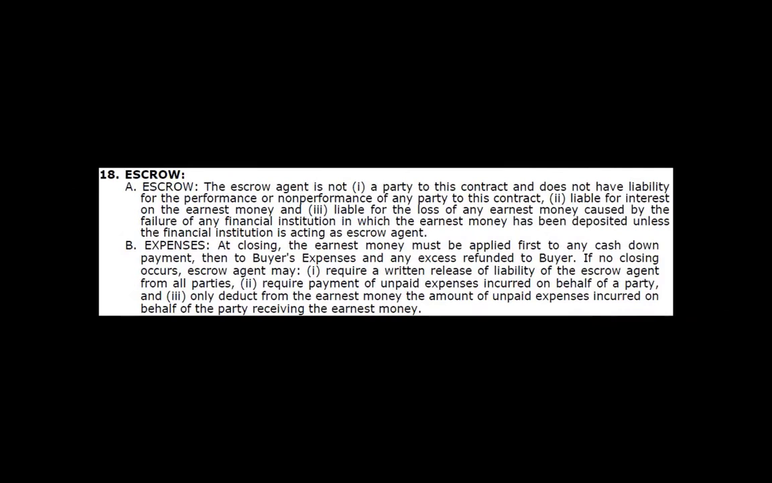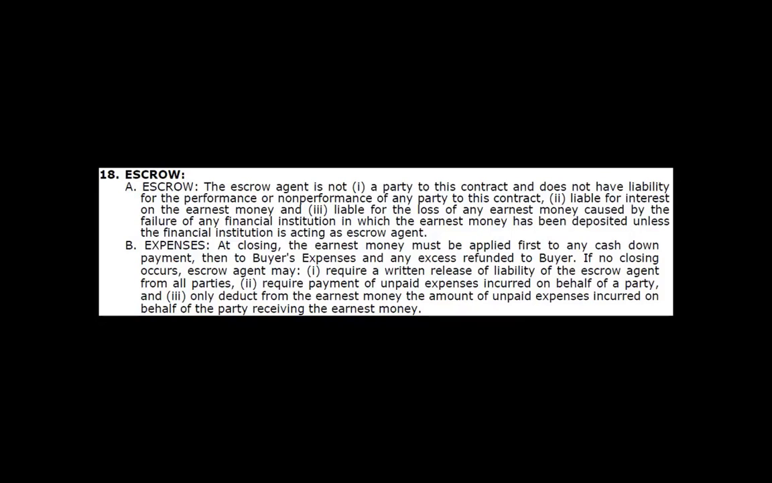And if we do go to court, let's talk about paragraph 17. You got attorney's fees. Basically, it's just saying whoever wins is entitled to recover reasonable attorney fees. Paragraph 18, escrow. This paragraph is broken up into 5 different sections. You have A, escrow, B, expenses, C, demand, D, damages, and E, notices.